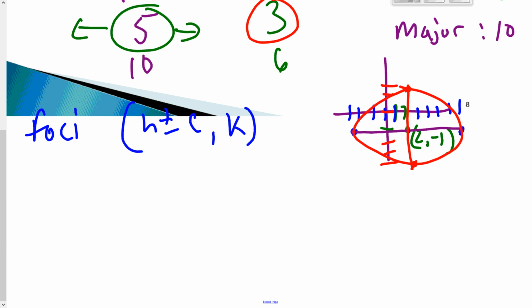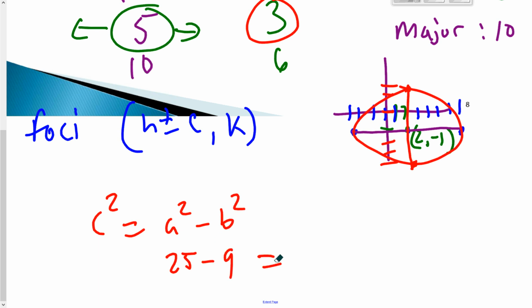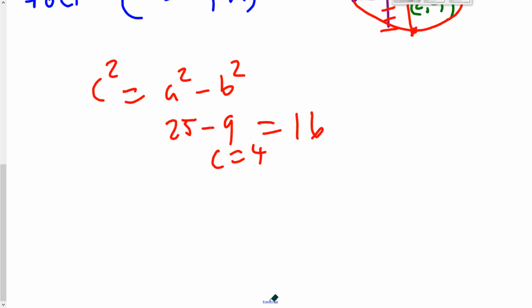So to find c, well, c squared is equal to my a squared minus b squared, where a squared is just the larger denominator, which is 25, and then minus my smaller denominator, which is b squared, which is 9. So I get, excuse me, 15. And that's not 15. That's 16. And then to find c would be the square root of that, so that'd be 4. And it's a distance, so I don't need to do plus or minus. So it's positive 4.